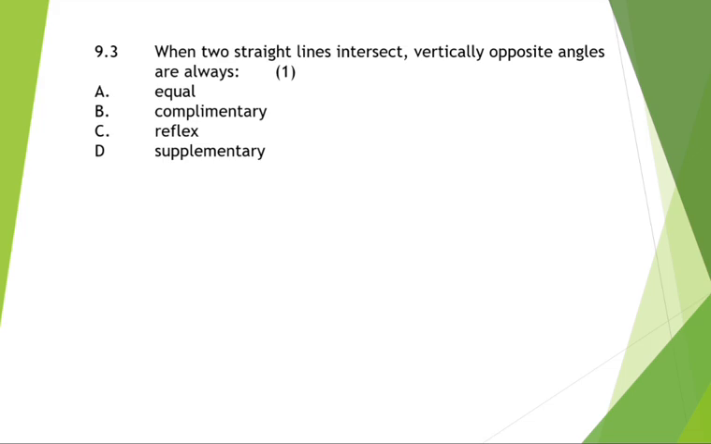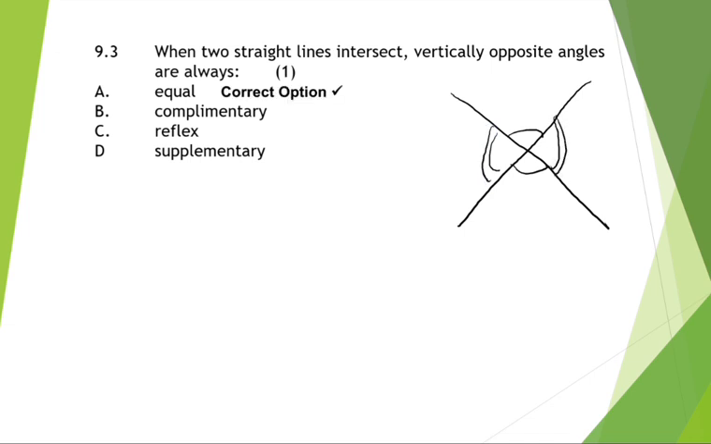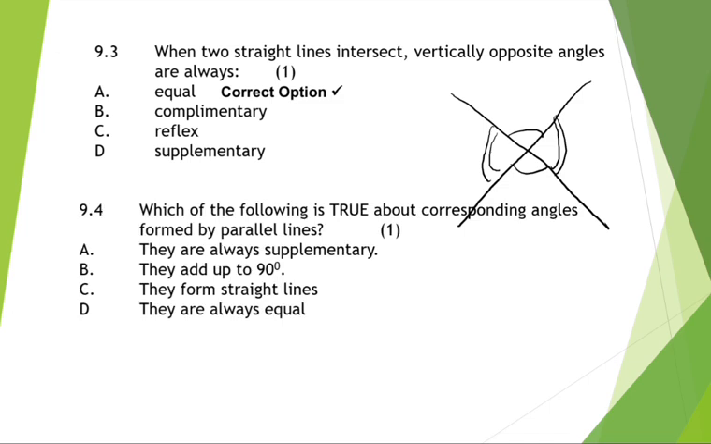So when two straight lines intersect, these are vertical opposite angles. So this one and that one are always equal, or we can have this one and that one. They are always equal. So the correct option is A.